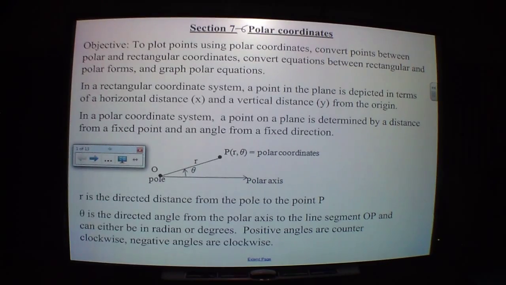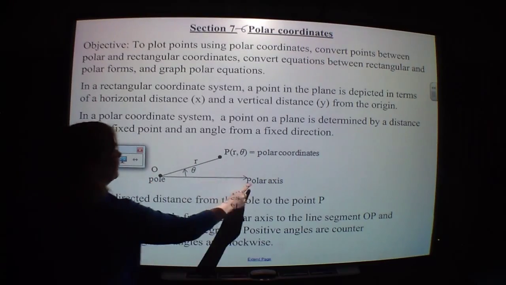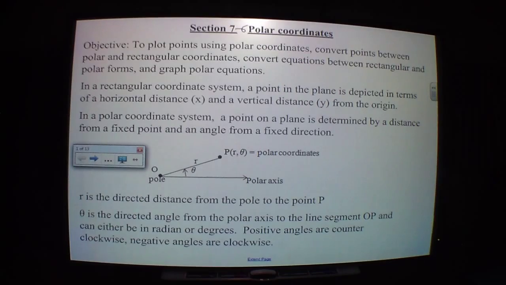Okay? So r is the directed distance from the pole to the point P. There's my pole. This is the polar axis. So it's really the positive x-axis, like if you are going around the unit circle. Theta is a directed angle from the polar axis to the line segment OP. And O is the point at the pole. Okay, and P is your polar coordinate point. And like I said, it's r, theta. And we can either have it in radians or degrees. Positive angles are counterclockwise, negative angles are clockwise. It's like around the unit circle.